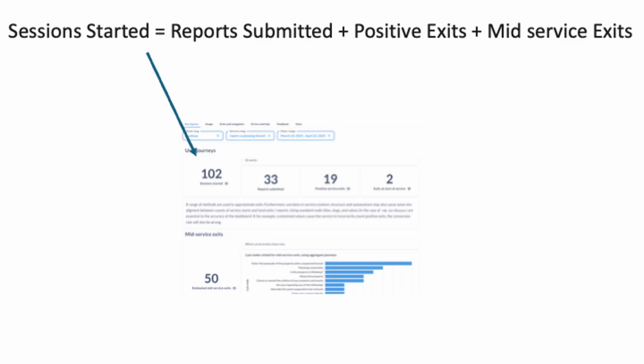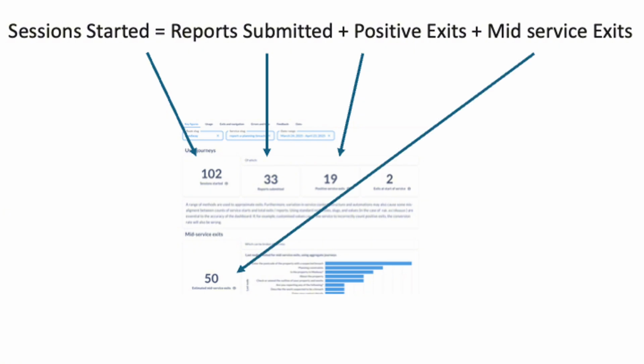Let's take a look at the dashboard and see where we find these numbers. First of all, top left, sessions started is here. Next to that is the number of sessions where a report is submitted, and then positive exits. Then further down on the page, we see mid-service exits. They're listed here in some more detail because we want to know why people are dropping out to see if we can improve the service.